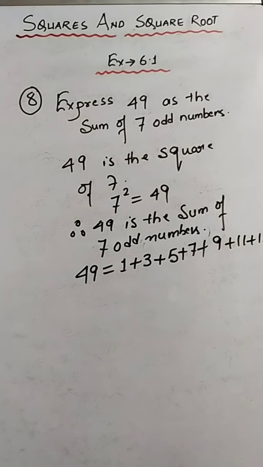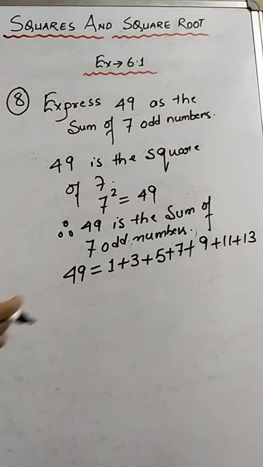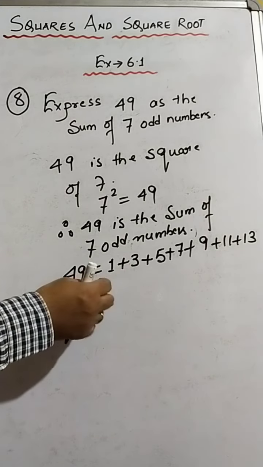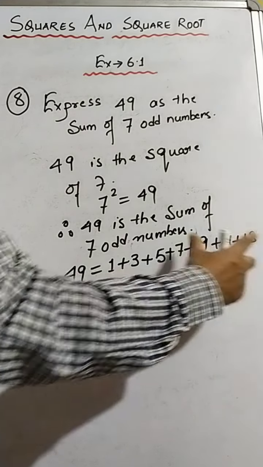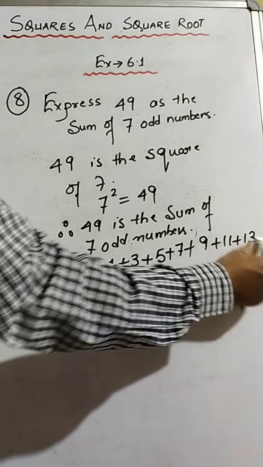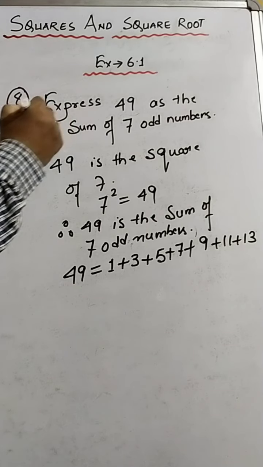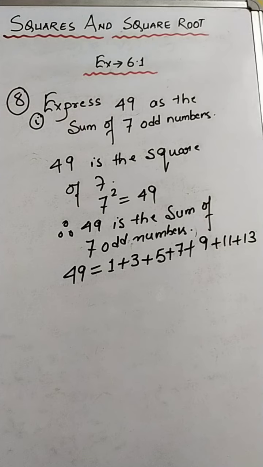Okay students, so I hope, yes, now it is right. So the 49 is a combination of 7 odd numbers: 1, 2, 3, 4, 5, 6, 7. 7 odd numbers. So this is the solution of sum number 1 of question number 8. Now let's move on to sum number 2 of question number 8.